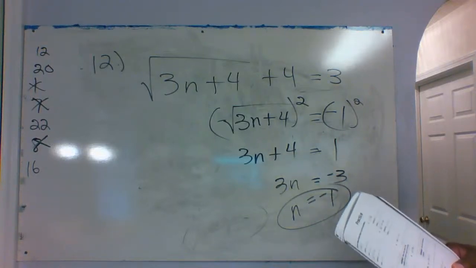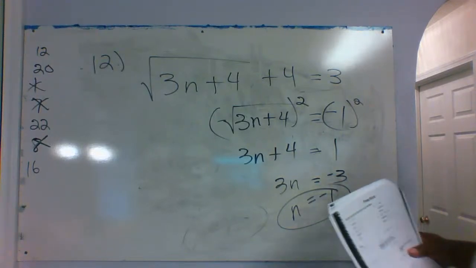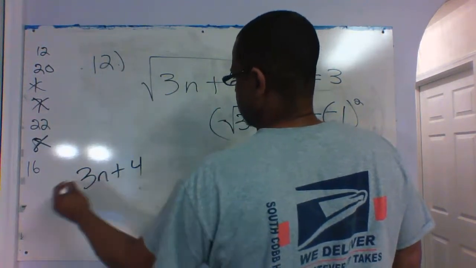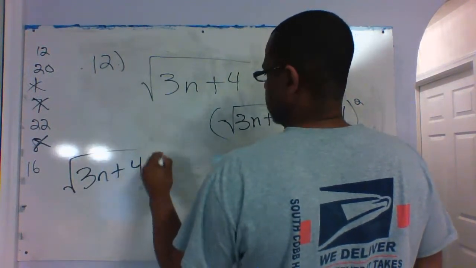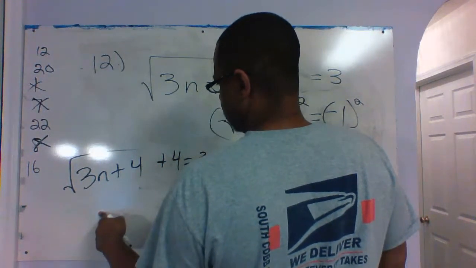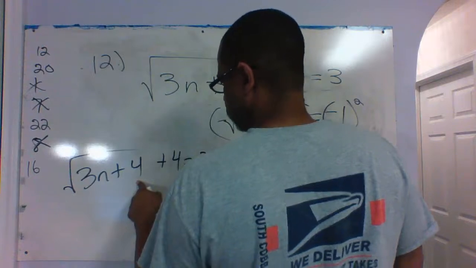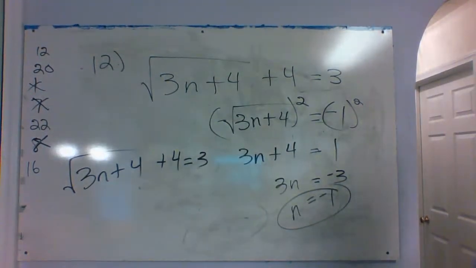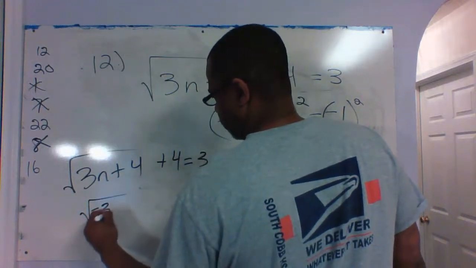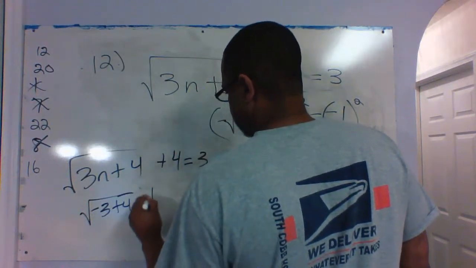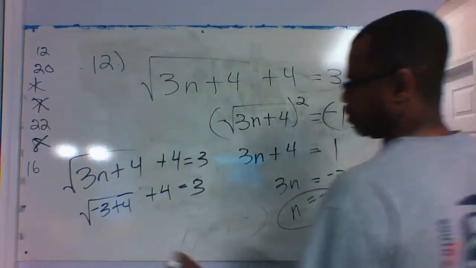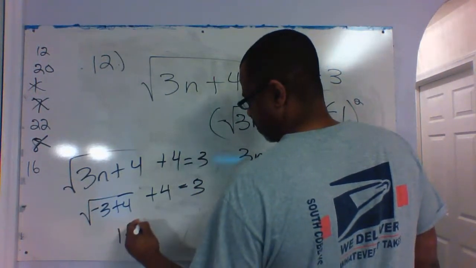So if I square it, I square that. So we come over here, the square root of 3n plus 4, plus 4 is equal to 3. So we put a negative 1 in here. So that'll be negative 3, so that's the square root of 1 plus 4 equals 3. All right. So we know that this is just 1, right?